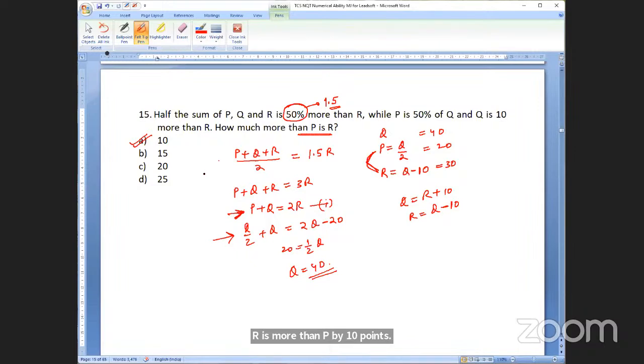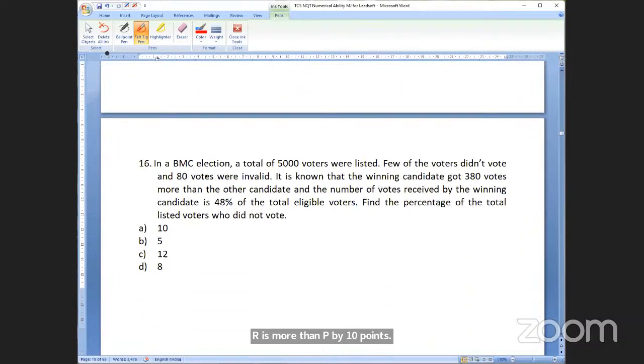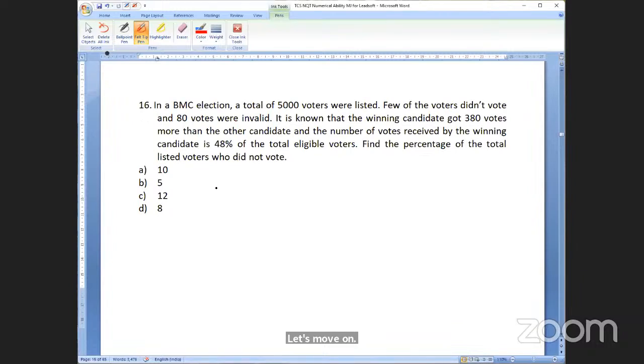Let's move on. The very classical election contestant questions. You all should try and do as many as possible of these kind of questions. Those who are watching on YouTube, be sure that this is a favorite, not even in TCS, in any competitive examination or company recruitment test. You should practice this election kind of questions in percentages, because that's a favorite.